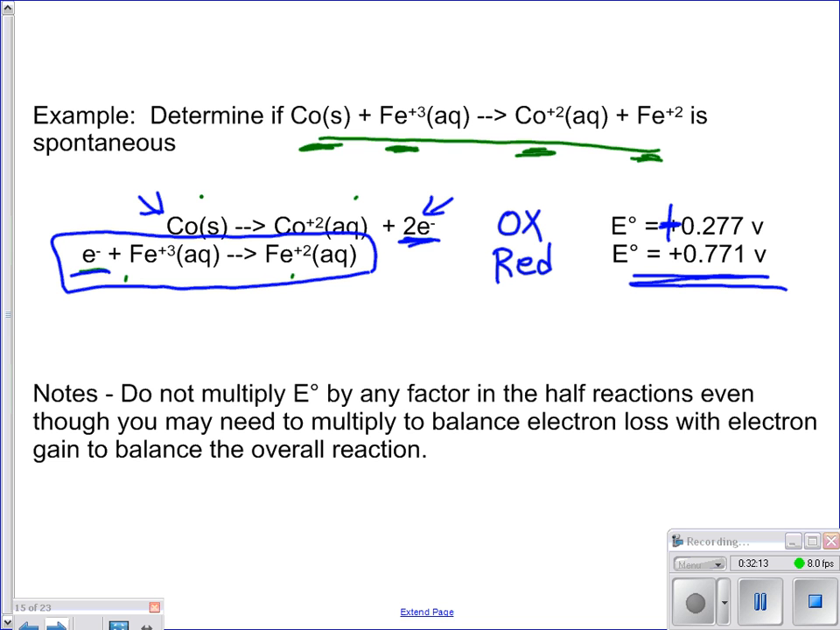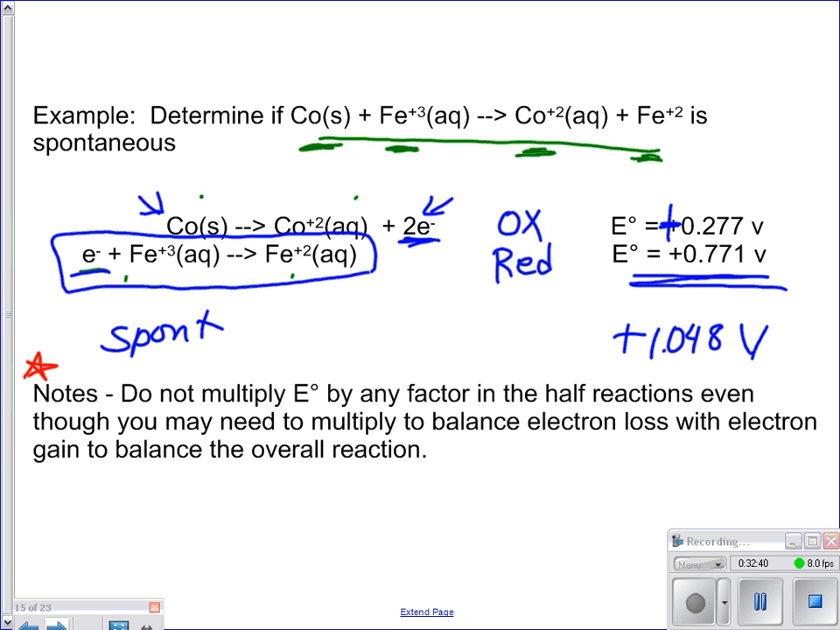So when we add this up, we get 1.048 volts. So what that means is, yes, this is a spontaneous reaction. This will occur. Now, the next thing I want to mention here might not make a lot of sense to you guys yet, but it'll make more sense tomorrow.